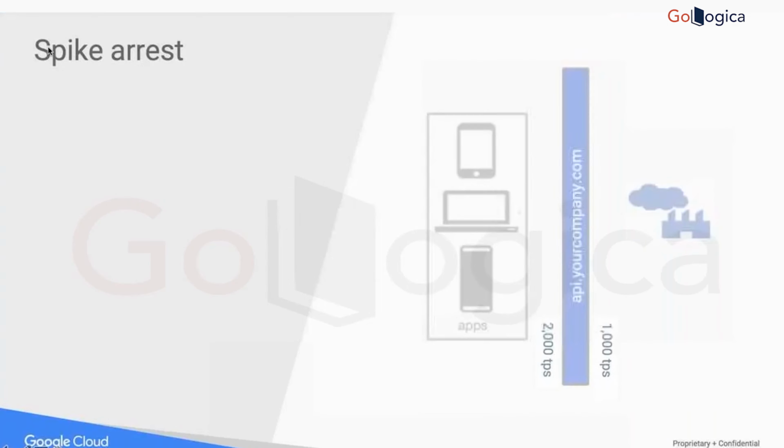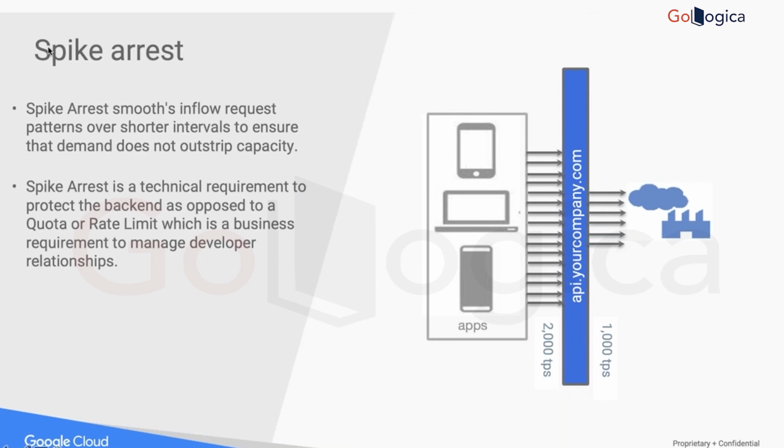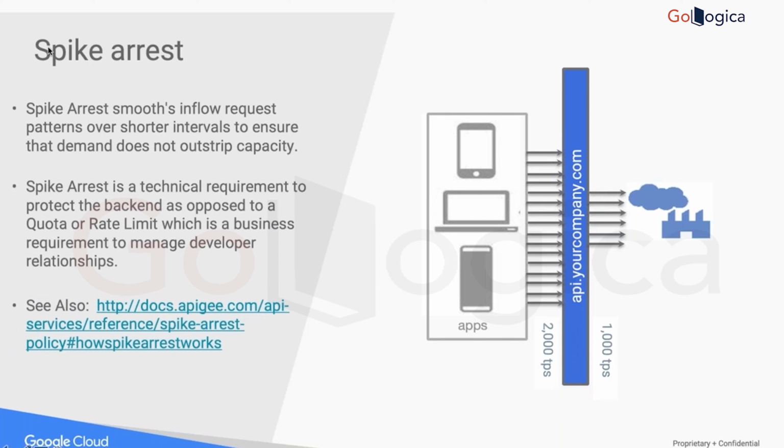Okay, so the first thing is the spike arrest policy. The spike arrest policy is used to protect your backend from getting hit by too many requests. The spike arrest policy works if there is a certain spike in the requests, right?